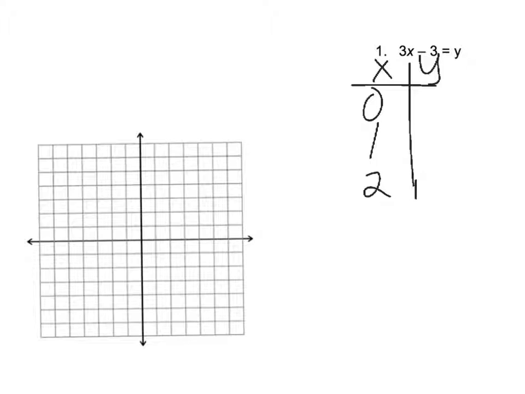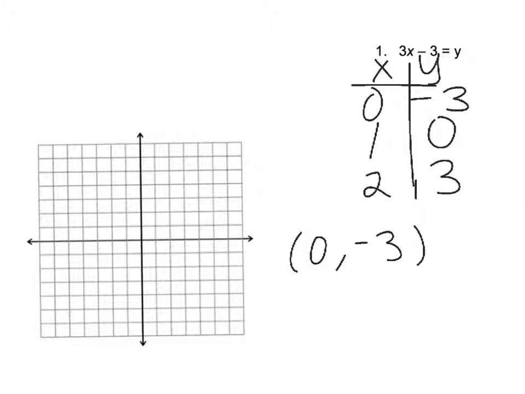So 3 times 0 is 0, and then minus 3 is negative 3. And then I've got 3 times 1 is 3, minus 3, that's 0. And then I've got 3 times 2, that's 6, minus 3, and that is 3 as well. Now I've got these coordinates here, so 0, negative 3 that I can plot, 1, 0, and 2, 3.